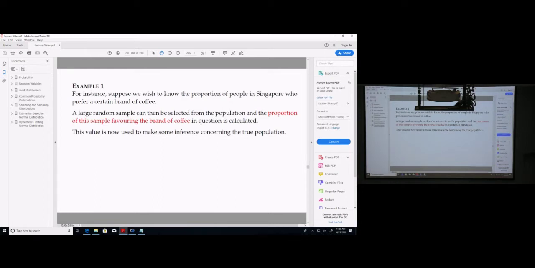For instance, suppose we wish to know the proportion of people in Singapore who prefer a certain brand of coffee. A large random sample can then be selected from the population, and the proportion of this sample favoring the brand of coffee in question is calculated. All right? The value is now used to make some inference concerning the true population. Now, the basic assumption of all our subsequent calculation is that the sample is done properly. All right. If the sample is not done properly, then it doesn't make sense to do the calculations.